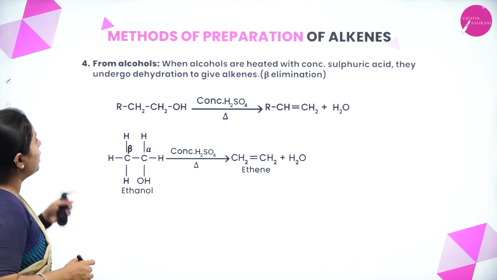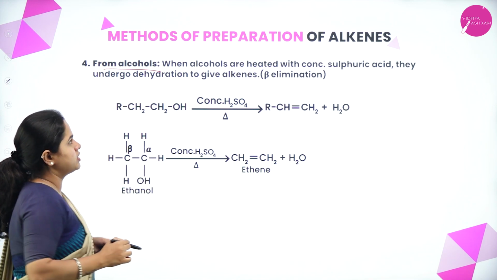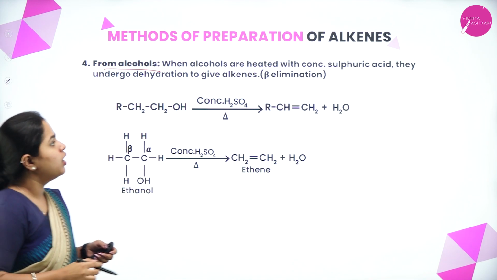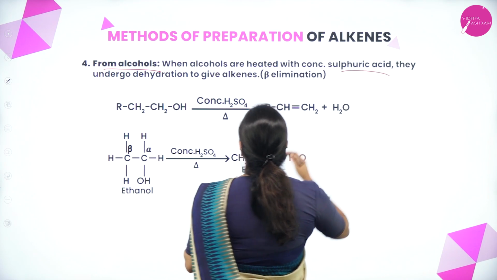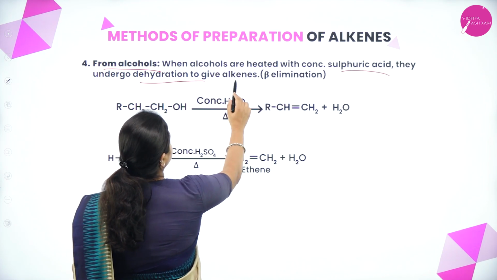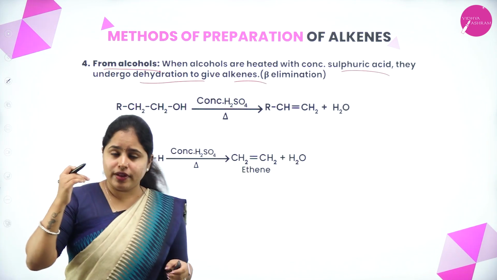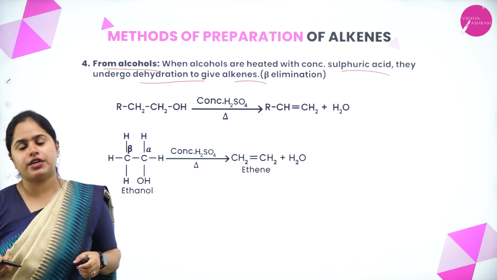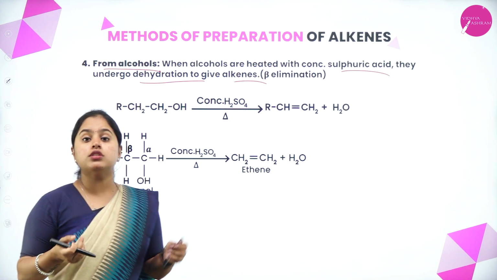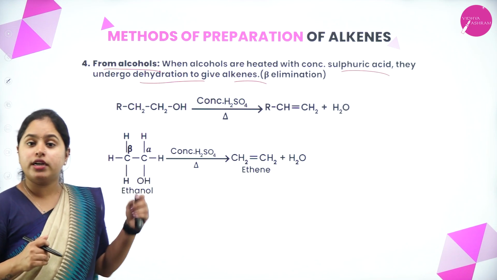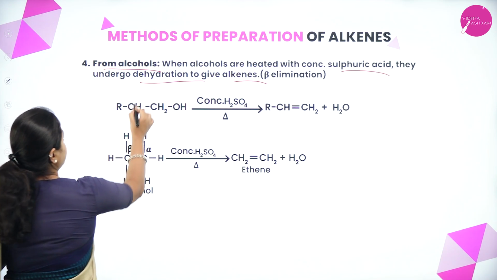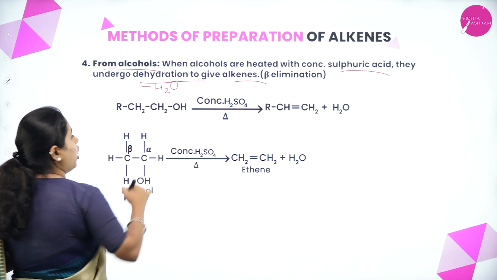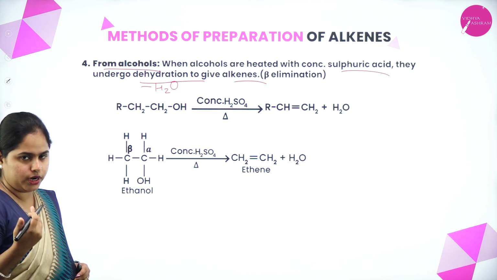The next one is from alcohols. When alcohols are heated with concentrated sulfuric acid, they undergo dehydration to give alkenes. So what is happening here? Dehydration means removal of water will take place and you will get the corresponding alkene.